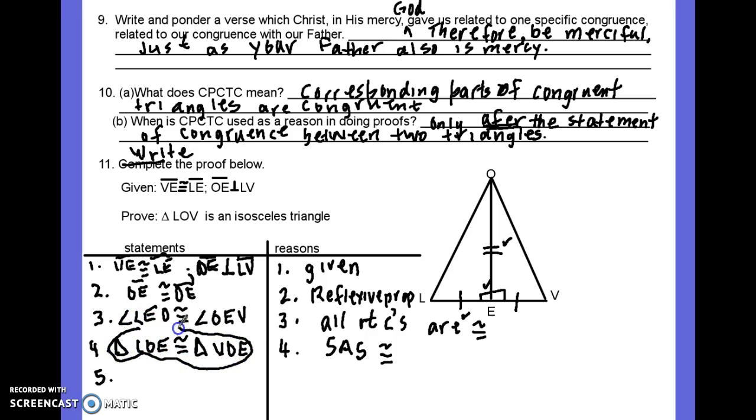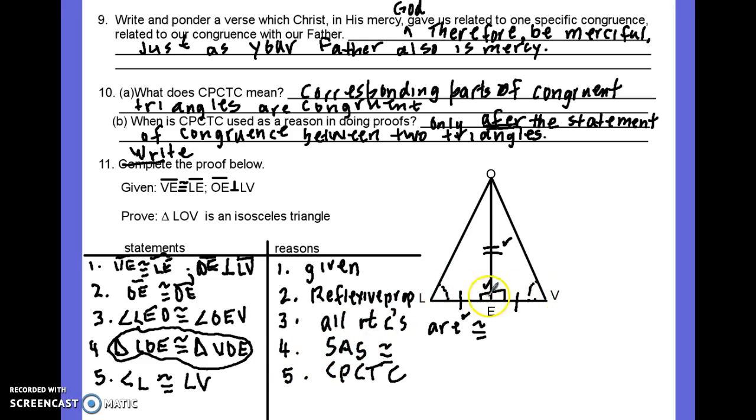Now we can use CPCTC, and here we're going to use it related to angle L and angle V. So we can say angle L is congruent to angle V. Why? CPCTC. They are corresponding parts of congruent triangles. So I'm just going to put the marks here lightly, because it wasn't given. We're just finding out that they are, because we have congruent triangles.